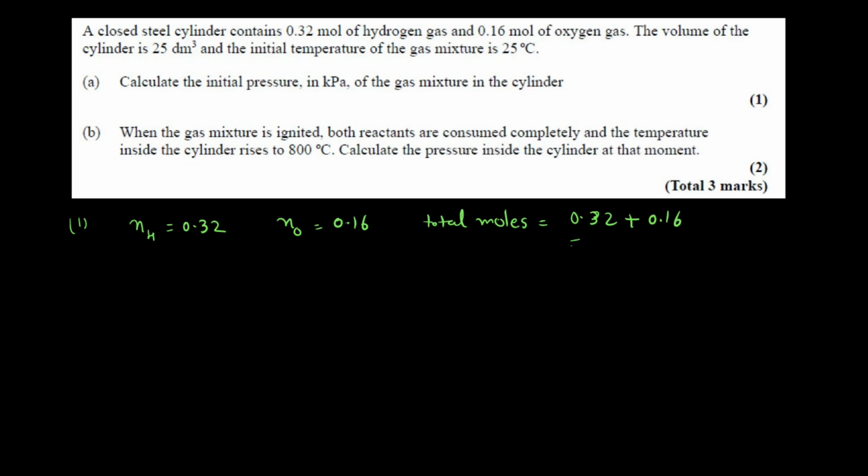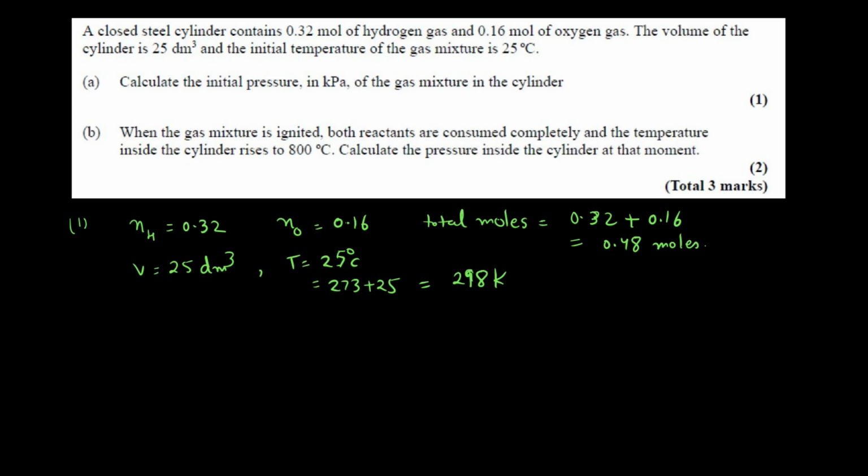So this becomes 0.48 moles. Volume is given, 25 dm cube, and the temperature is given. Temperature is 25 degrees Celsius and we change it into Kelvin: 273 plus 25, that is 298 Kelvin. Okay, so this is temperature, volume and moles.